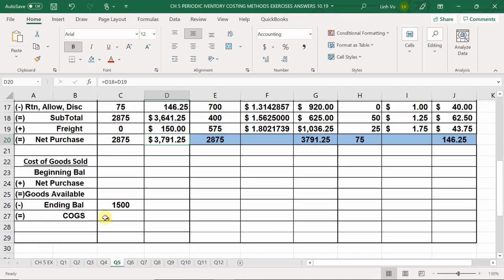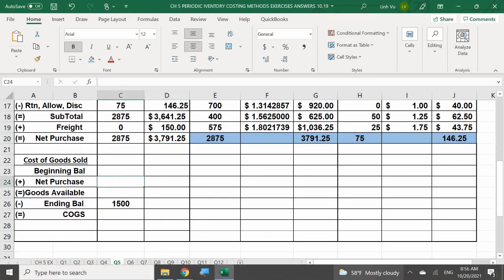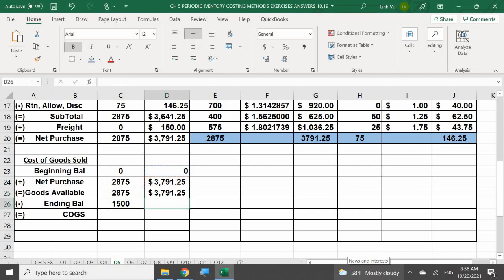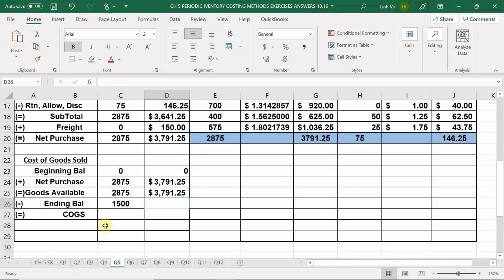Okay. So just like I mentioned here, because we have no beginning inventory, and if I carry my net purchases down, right, that I saw from up here, therefore, if I add 0 to these numbers, it's going to give me exactly $3,791.25.